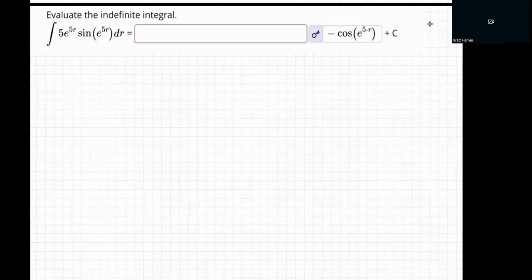Evaluate the indefinite integral. So we're going to do this with a u sub. What are we going to let u be? It's the inside, virtually always. So e to the 5r is the u.